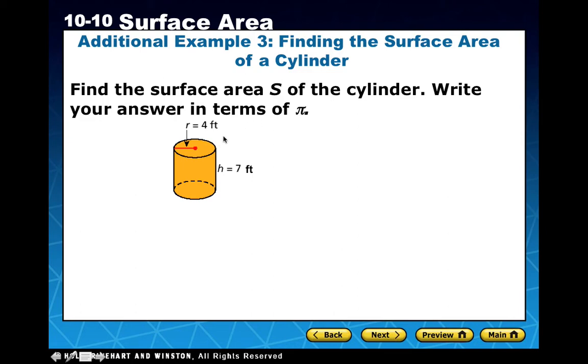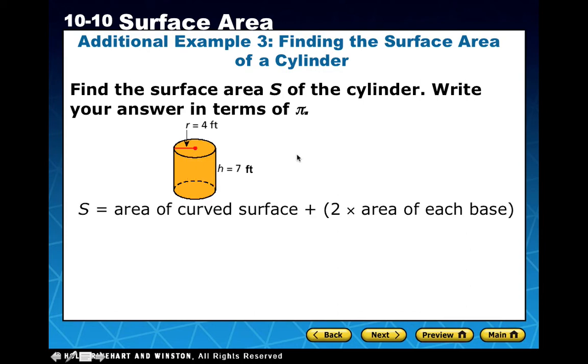All right, surface area of a cylinder is going to be 2 times the area of the circle, the area of the base, plus the circumference times the height, which will give you this middle section. Okay, so the circumference is 2 pi r times the height. That will give us the area of this curved surface, the middle part. And then 2 times pi r squared, 2 times the area of that circle.